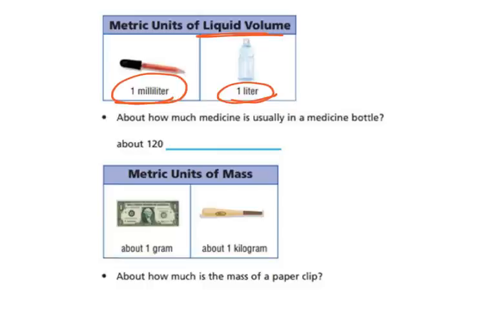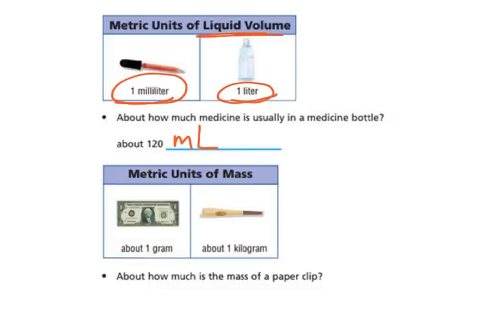So, about how much medicine is usually in a medicine bottle? About 120 milliliters. Now, in a medicine bottle, like if we are taking some cough syrup, we are not going to have 120 liters. That would take up so much space. That would be like 120 big Gatorade bottles.